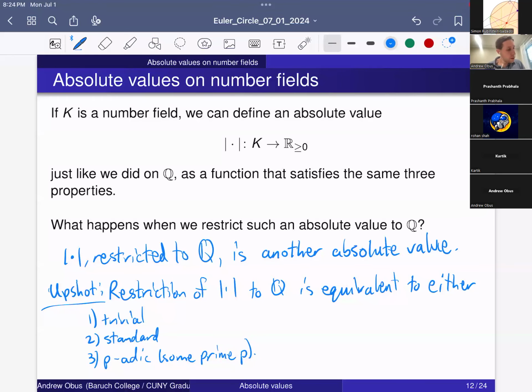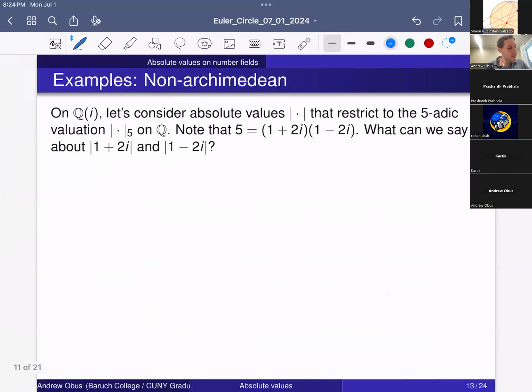Okay, so let's do some examples. Let's look at Q adjoin i. These Gaussian rational numbers, remember what this is: everything of the form a plus bi with a and b in Q. Let's consider absolute values that restrict to the 5-adic valuation on Q. One thing to remember is that 5 is 1 plus 2i times 1 minus 2i. That's a way of factoring 5 in what's called the Gaussian integers.